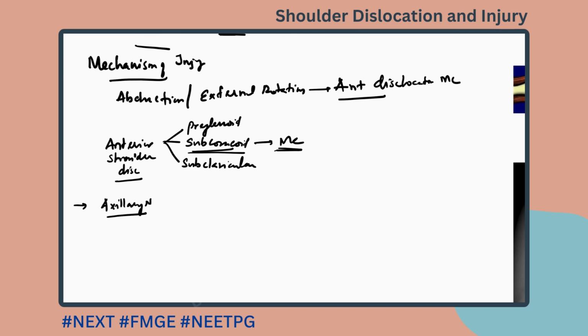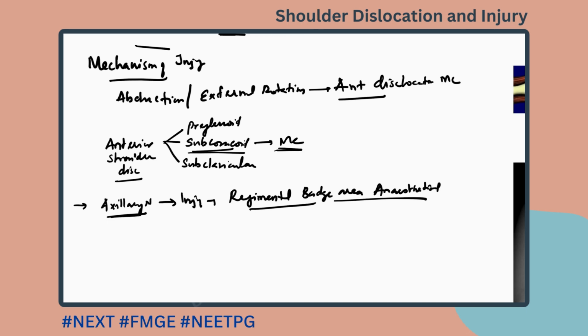Now, can anyone tell me what this area is called? Where military personnel put a badge, that is called the regimental badge area. So axillary nerve injury causes regimental badge area anesthesia. Axillary nerve injury is most commonly seen in shoulder dislocation.